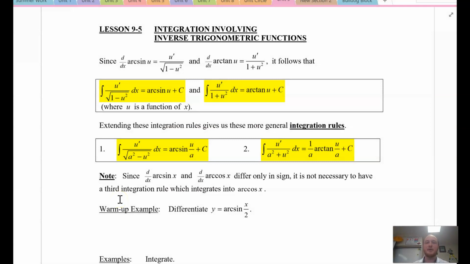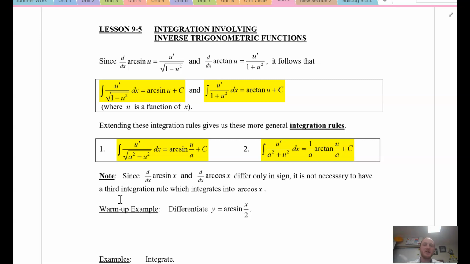Since the derivative of arcsine of u is u prime over the square root of 1 minus u squared, and the derivative of arctan of u is u prime over 1 plus u squared, it follows that their antiderivatives are of the same setup. So the integral of u prime over the square root of 1 minus u squared dx is arcsine of u plus c. And also the integral of u prime over 1 plus u squared dx is arctan of u plus c. Now, there are some little nuances where we're going to have to adjust these formulas. So here are some basic integration rules.